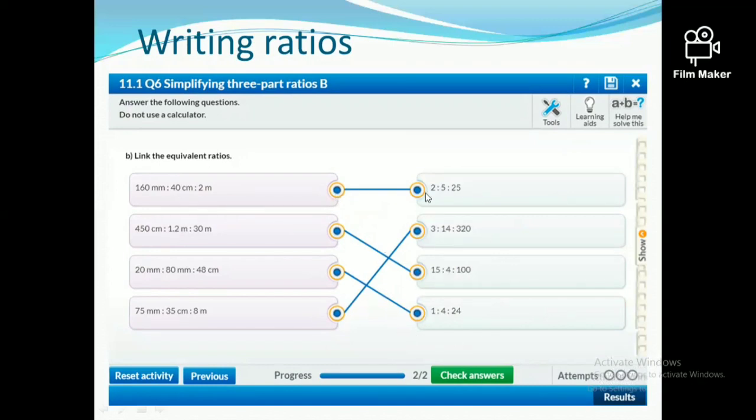So this one is 2, 5, 25. This one is this, and that is that. So with that, you can get the answer for that, right? Okay. So that is how you need to simplify the ratio. We need to know how to do the simplification of ratios before we come to ratio and proportion. So that is the end of the first video.